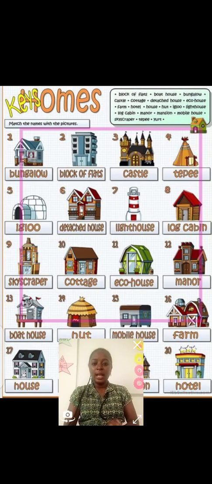So you're going to do something for me in your activity book. You will draw your house. You're going to draw your house for me. Let me see the type of house you live in. Now look at this picture.